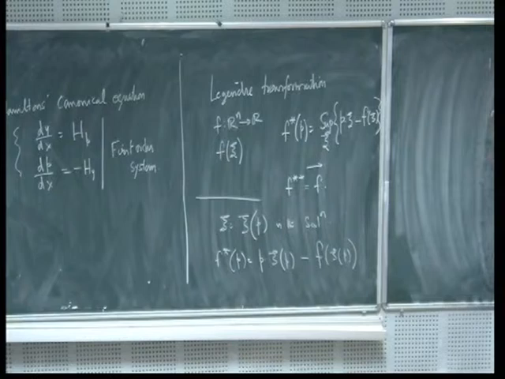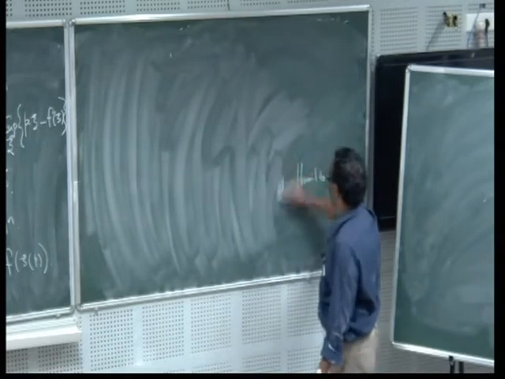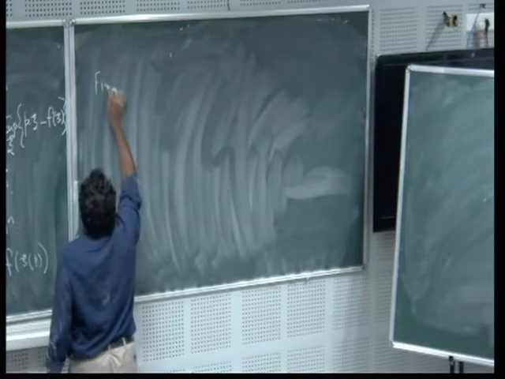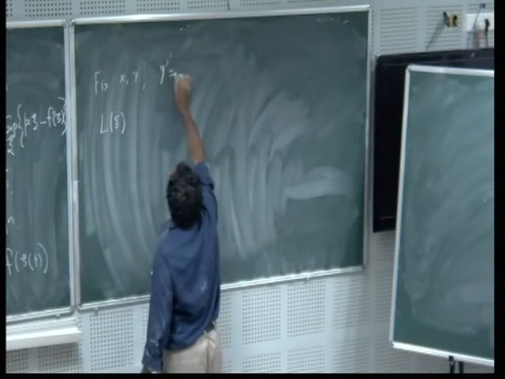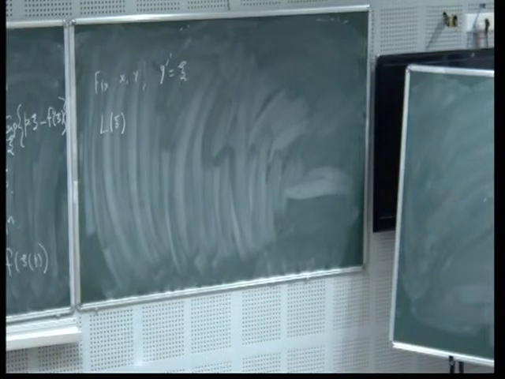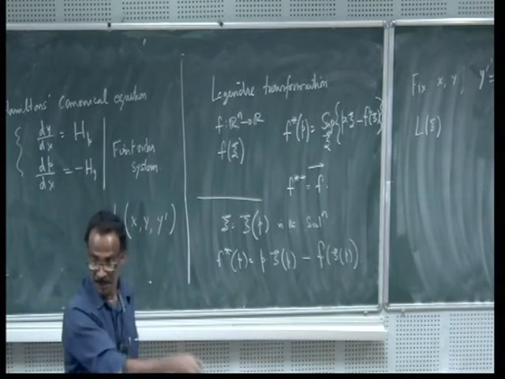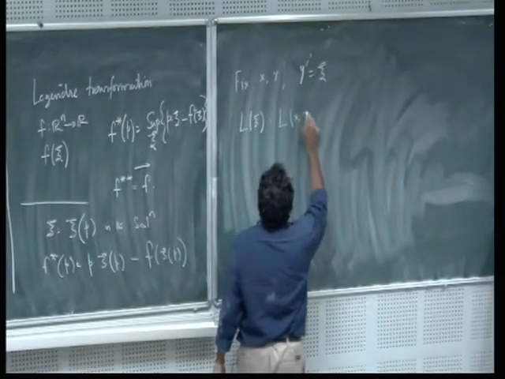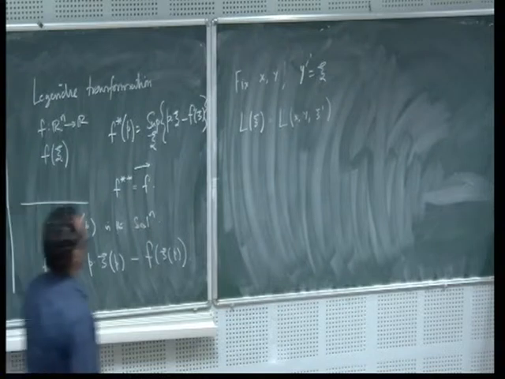Now you want to apply this to my Lagrangian. Fix x and y, and take y prime as my variable psi. I can do that because you have the Lagrangian L of x, y, y prime. I'm treating this as a function of only y prime, fixing x and y; y and y prime are independent variables right now. So what is L of psi? L of psi is nothing but L of x, y, psi.